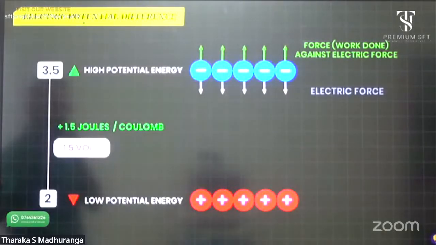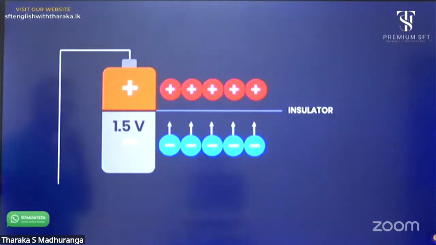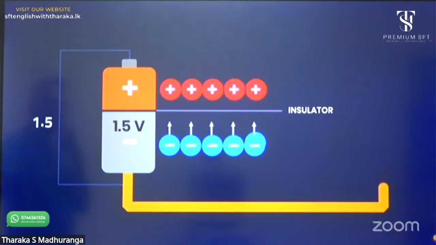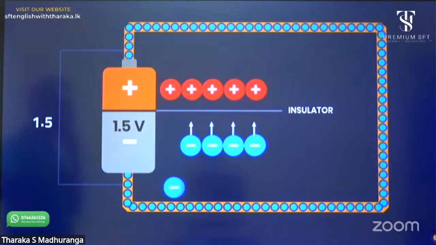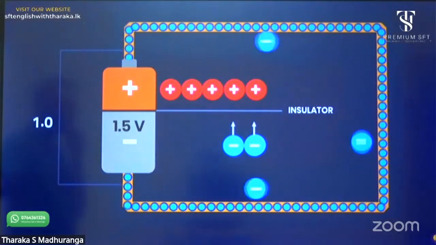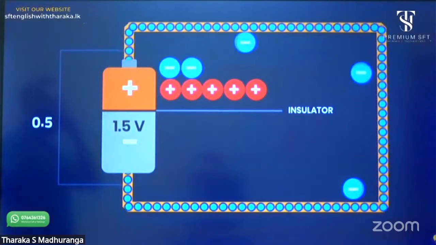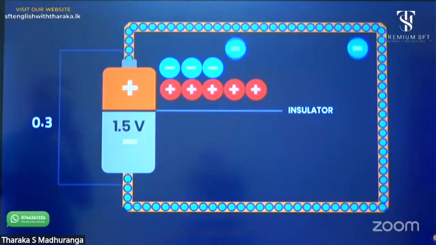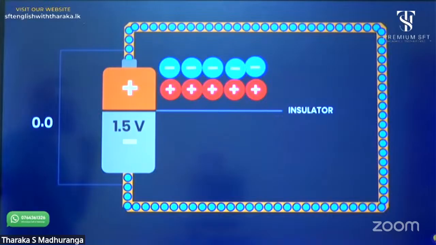So charges are always trying to equalize the potential energy difference. In a 1.5 volt battery, the electric potential difference between 2 points is 1.5. When we connect a copper wire to a battery, because of the electric potential difference, electrons are pushed by the negative terminal and pulled by the positive terminal. The electrons in the copper will move from atom to atom, creating a flow of charge we know as electricity. The battery will dry out when the potential difference between 2 points becomes 0.